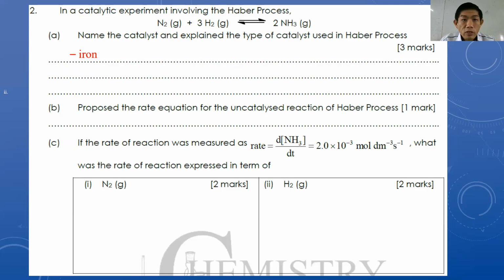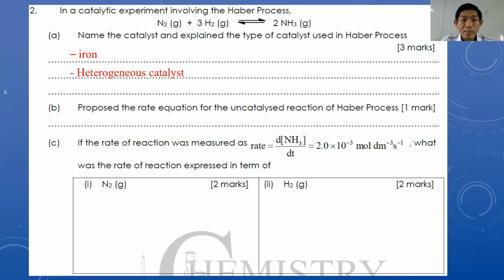Okay. And the question also asks you to explain the type of catalysis used in this reaction. So you should know that there are two types of catalysis. One is homogeneous, another one is heterogeneous. What is the difference between homogeneous and heterogeneous catalysis? A homogeneous catalyst is where reactant and catalyst are in the same state of matter, whereas in this case, since the reactants are gases and the catalyst is solid, this is a heterogeneous catalyst.